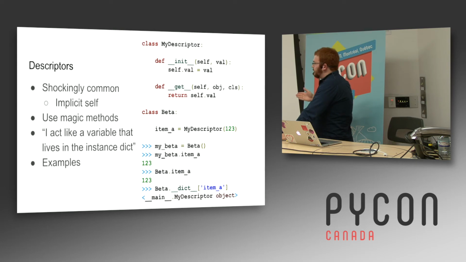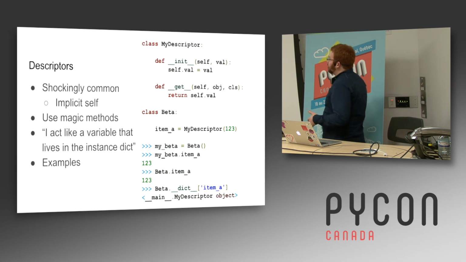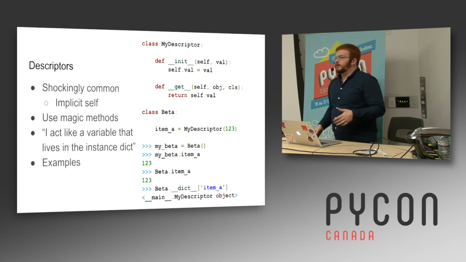But if we actually look in the class dictionary, what we get is a my descriptor object. And so when we go to get that item A off of either the class or the instance, what we're actually doing is calling the dunder get method on our descriptor. And it's returning its own value rather than the value of the descriptor as a whole.